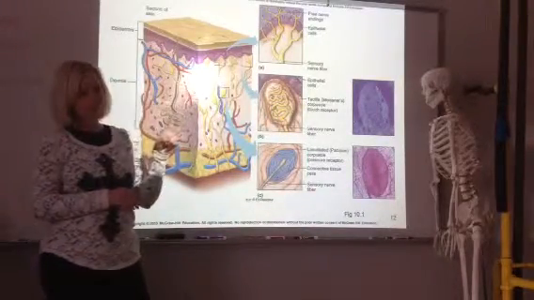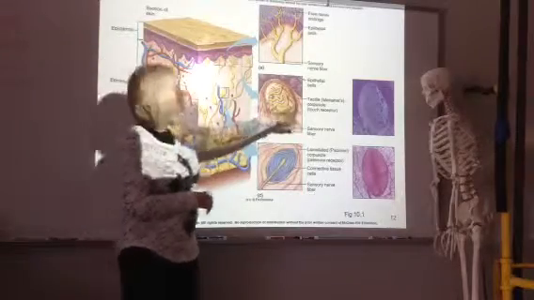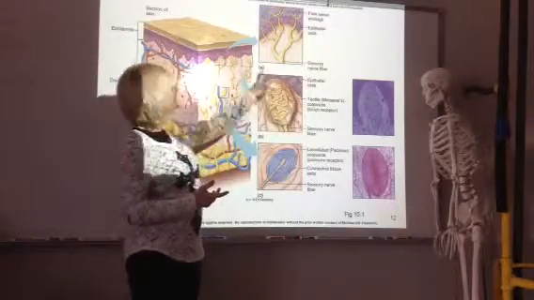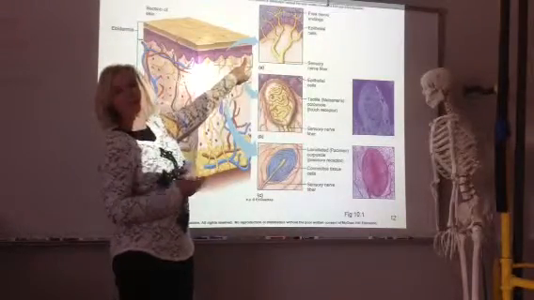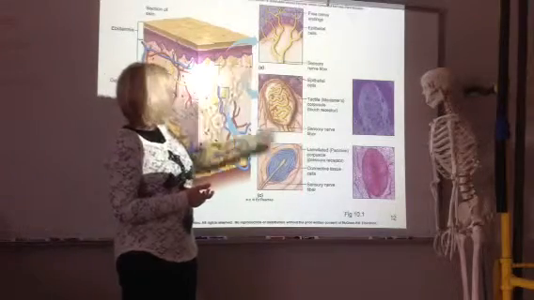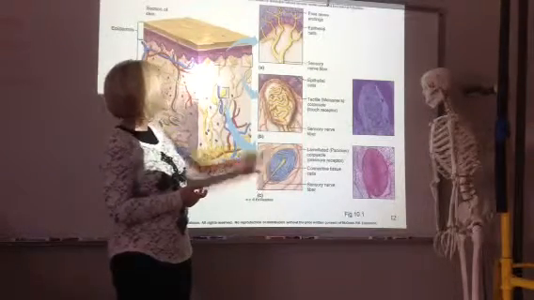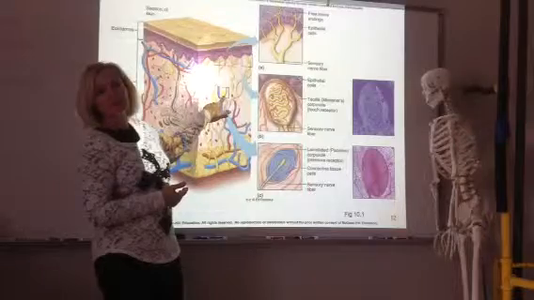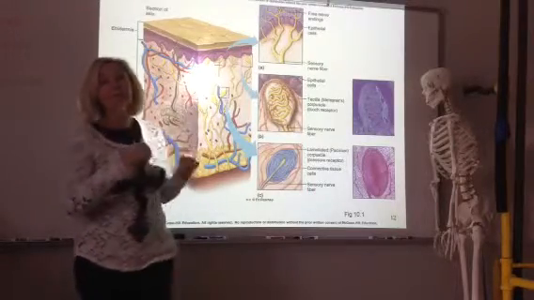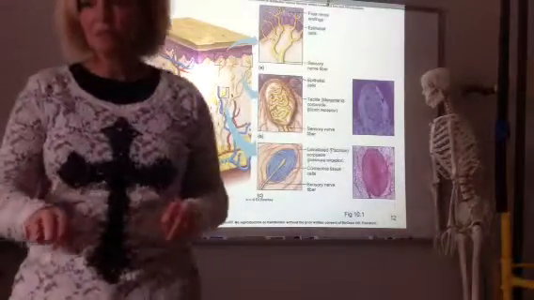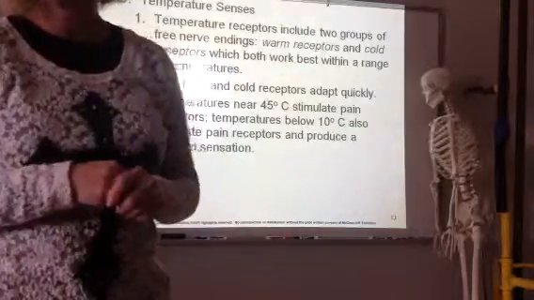So two things to remember. One, tactile Meissner's, way up by the skin, light touch. Two, Pacinian corpuscles, deeper in the skin, pick up a deeper pressure, not so much the light touch.